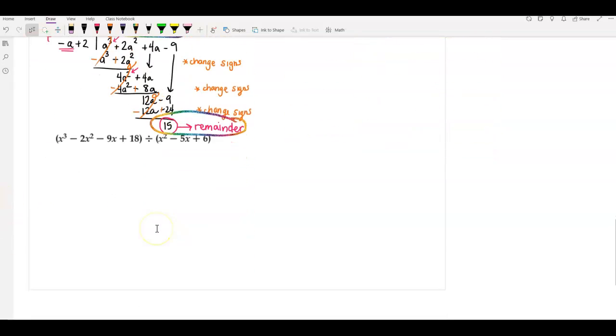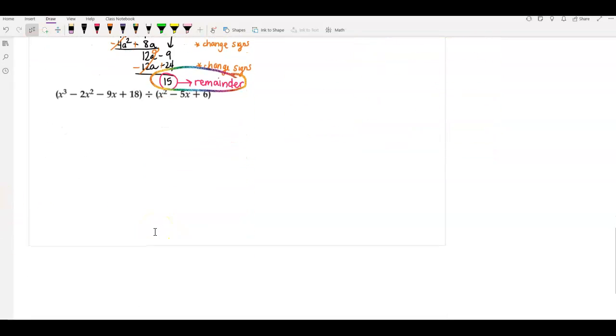All right, looks like we have one last example for the day. We are dividing x squared minus 5x plus 6 by x cubed minus 2x squared minus 9x plus 18. We're still only looking at that first term. It doesn't matter if I have a binomial, a trinomial, or even another, bigger polynomial. You still look at that first term.